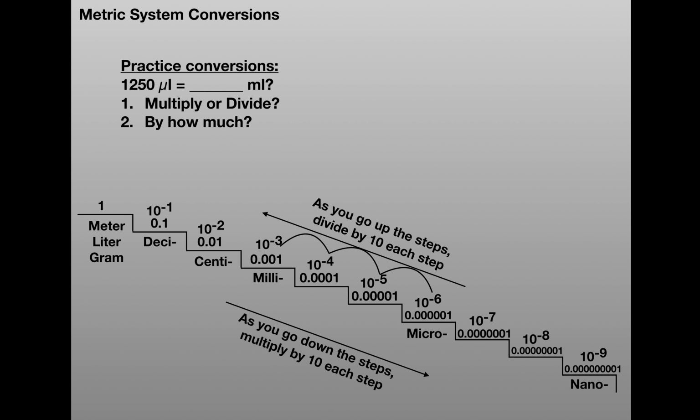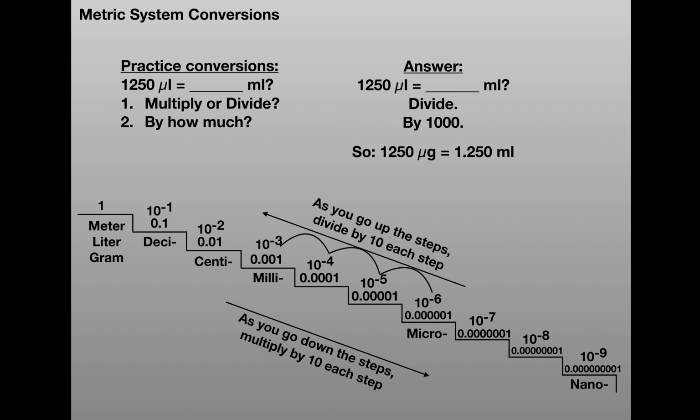So you see that you're going from micro to milli. You're going from a small unit to a big unit, so we need to divide. Divide by how much? We're moving 3 steps, so 1,000. As a result, our final answer is 1.25 milliliters.